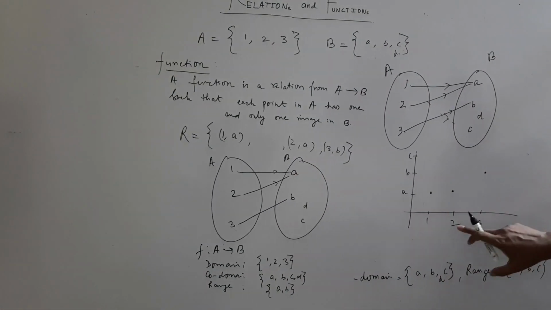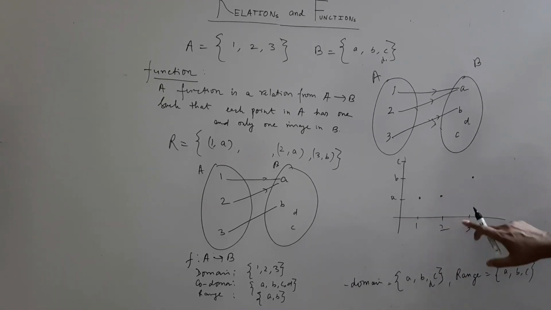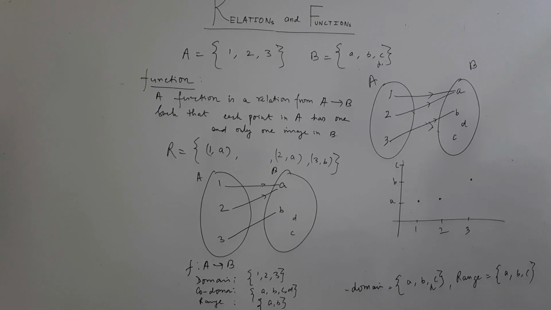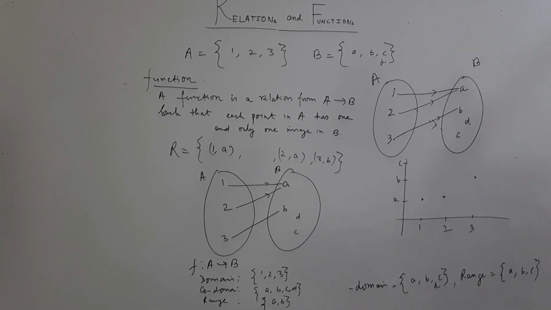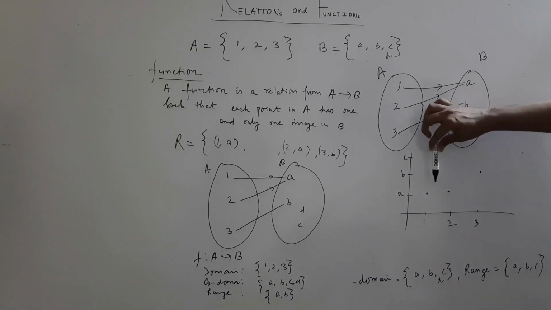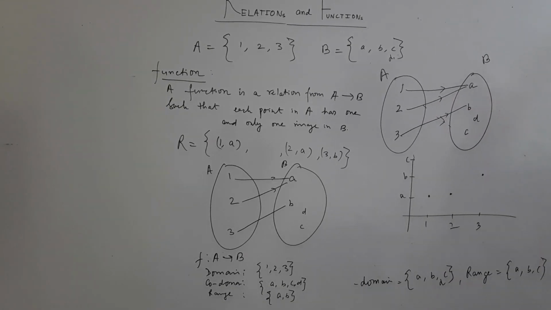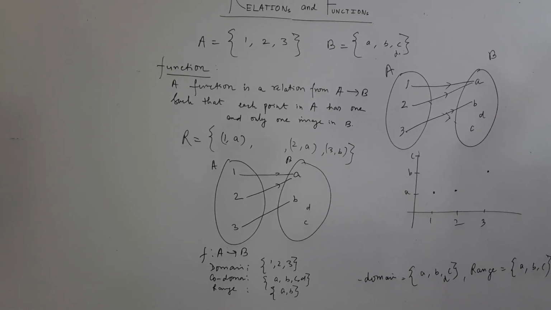This is the idea of the function. Now if this is a function, if it is graphically represented and you draw a vertical line, then every point is associated just once. This is the idea of the function.